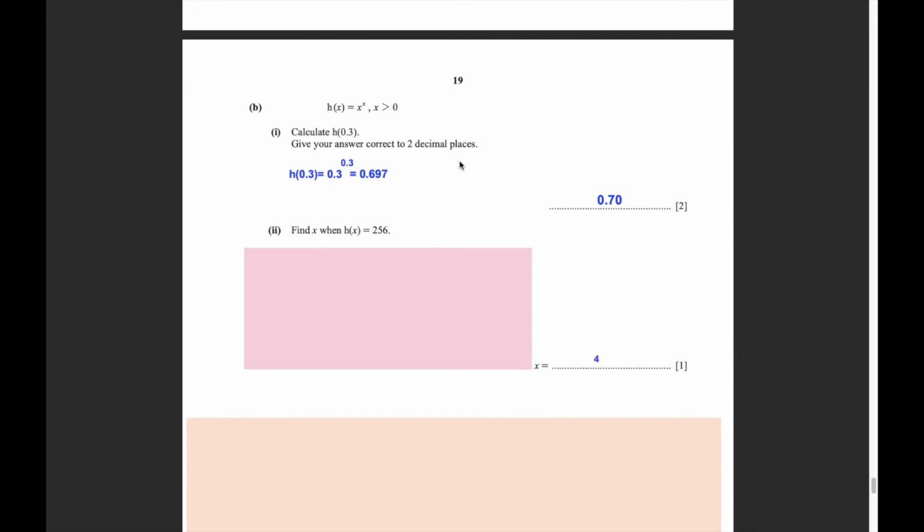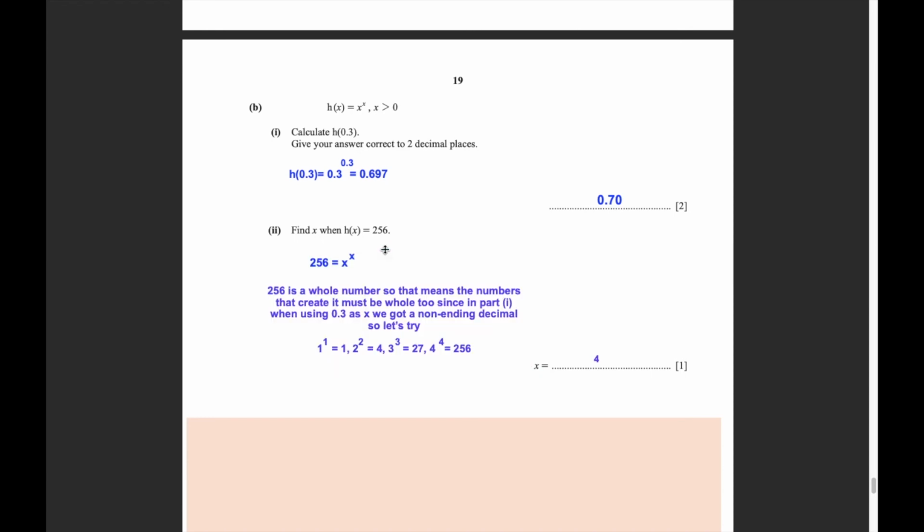But we only needed to do 2 decimal places, so the 7 is obviously greater than 5, so this 9 will go up. We can't really do anything but to change it into 70. So it's not 0.7, it's 0.70, okay? Gotta be careful so you can really get those 2 marks because we don't want to lose it over something very silly. Now find x, h of x is equal to 256.